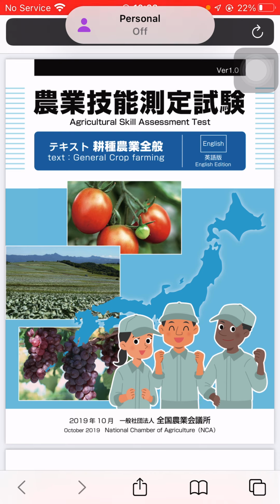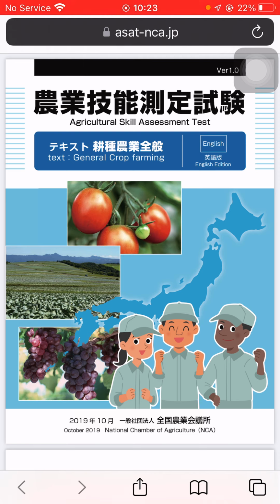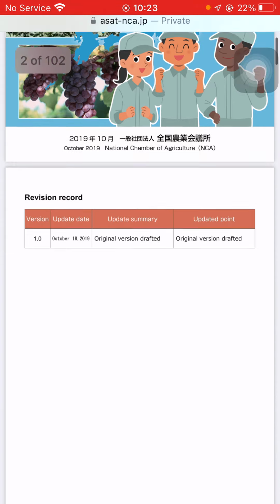So today I'm learning about the agriculture skill assessment test, which can be used for specified skilled workers in Japan. Okay, let's start.